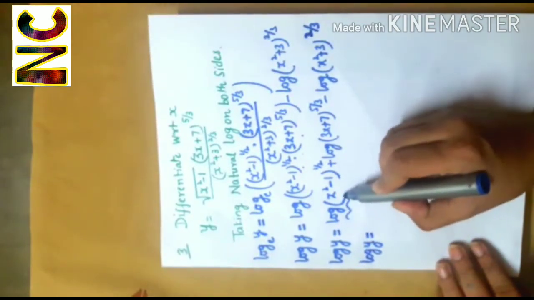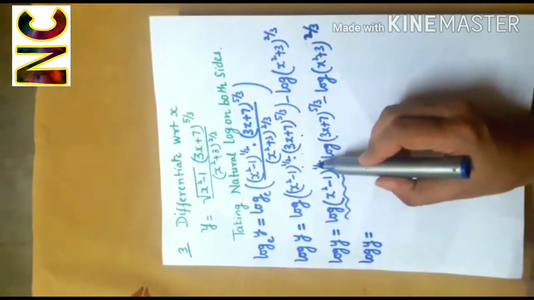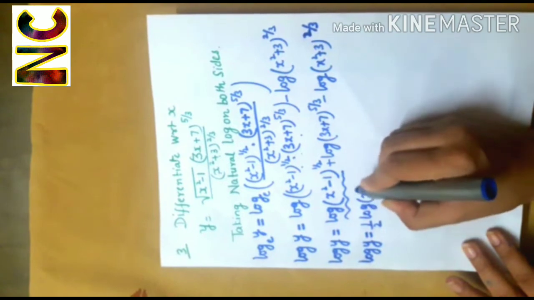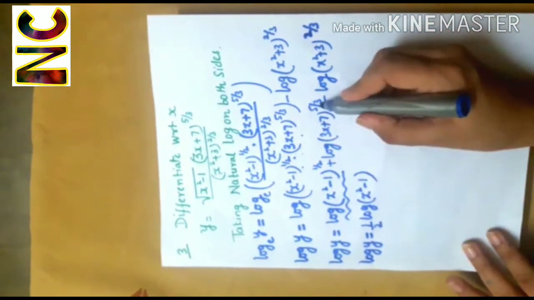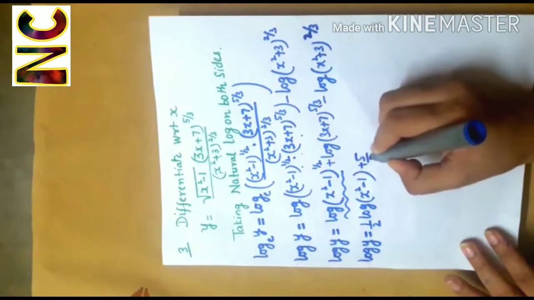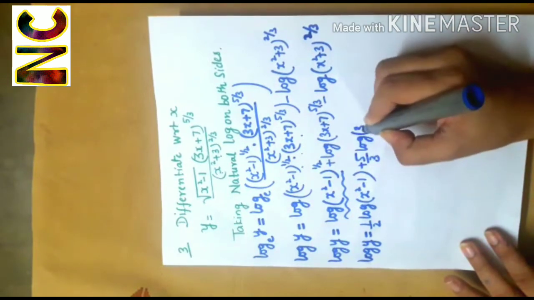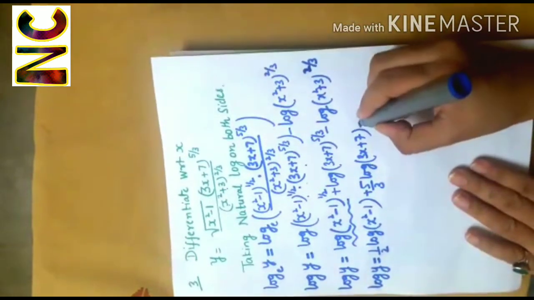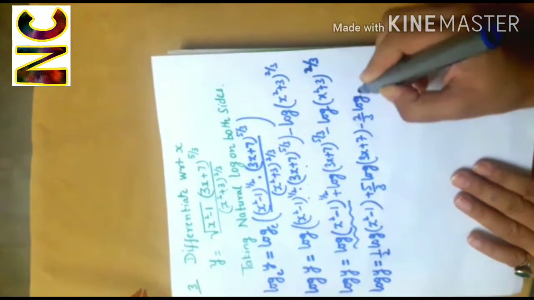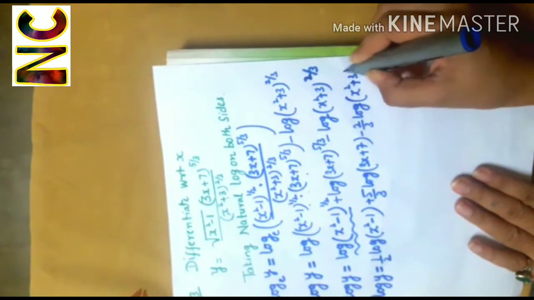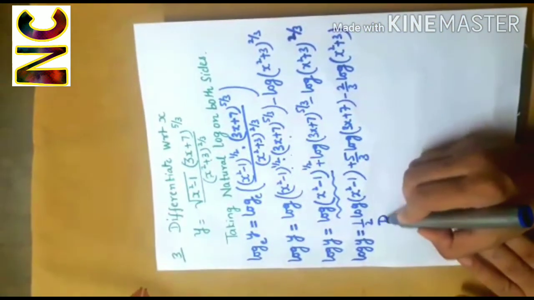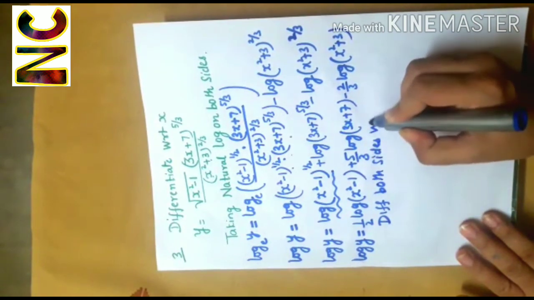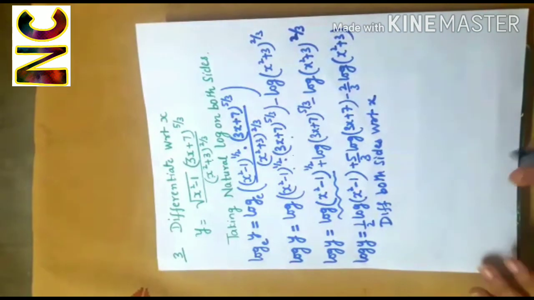Now again, applying the property here, this exponent will come in the front. So I'll get half log of x square minus 1. This exponent will come in the front, so plus 5 by 3 log of 3x plus 7. And this exponent will come in the front, so minus 2 by 3 log of x square plus 3. Now differentiate both sides with respect to x.